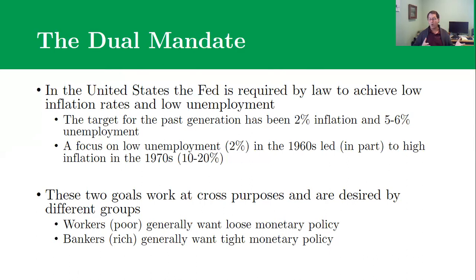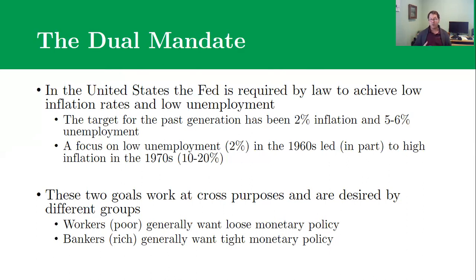So to hit one of those goals, you need to raise interest rates to keep inflation low. To hit the other goal, you need to push interest rates down to keep unemployment down, to keep economic activity growing. So there's always this tension. Now, how the Federal Reserve manages this has changed over time.